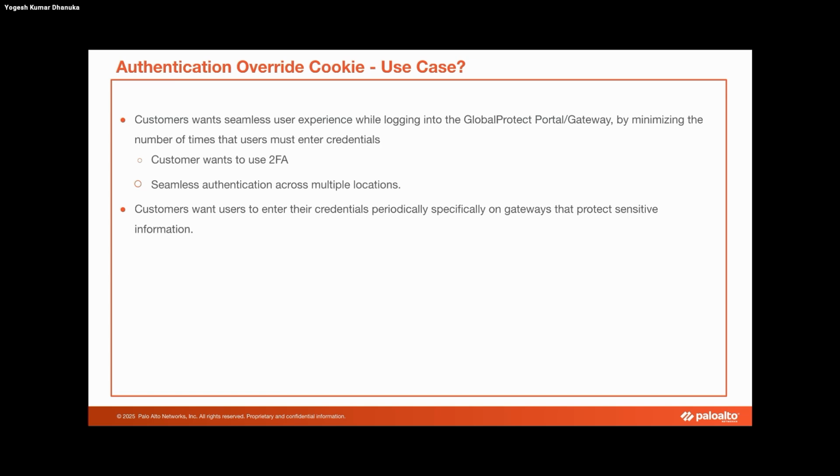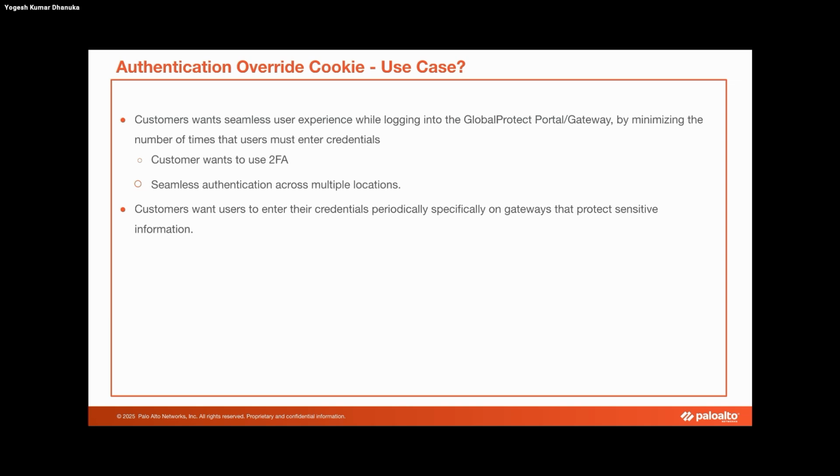Then, because you're using the same certificate on the gateways as well, and all the gateways are allowed to accept the cookie, when the GP connects to the gateway, it will first try to send its cookie before the authentication. Because the certificate which the portal is using is the same, the gateways can accept that cookie, decrypt it, and let you in.